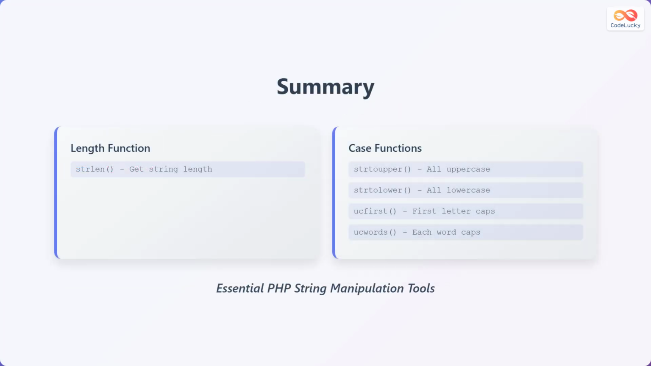In summary, we've covered several essential PHP string manipulation tools. The strlen function helps you determine the length of a string. The case functions include strtoupper, to convert to all uppercase, strtolower, to convert to all lowercase, ucfirst, to capitalize the first letter of a string, and ucwords, to capitalize the first letter of each word. These functions are essential tools for effectively manipulating strings in PHP.